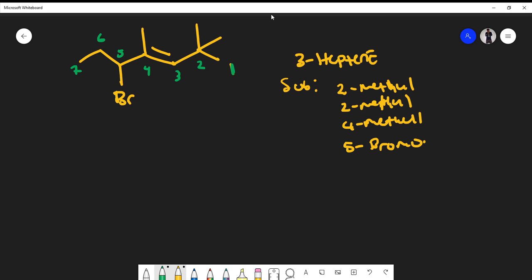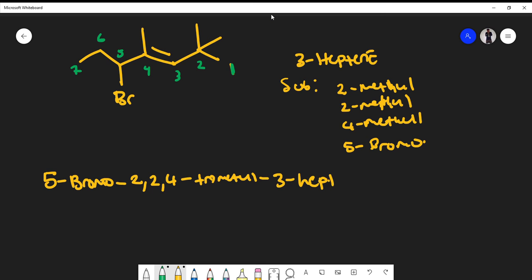So if we put our name together, remember now we have to use alphabetical order. So this becomes 5-bromo dash 2,2,4 dash trimethyl, because we have 3 methyl groups, so we have to put our prefix tri, dash trimethyl dash 3-heptene.